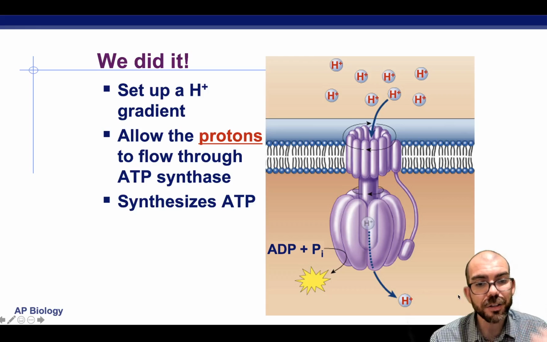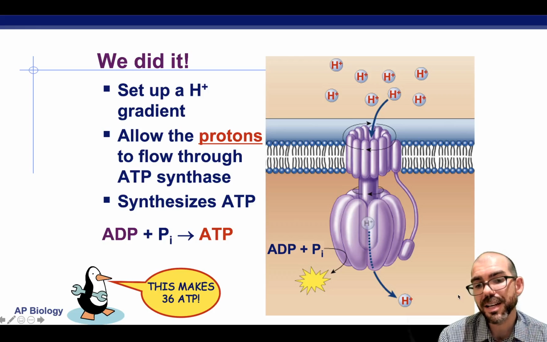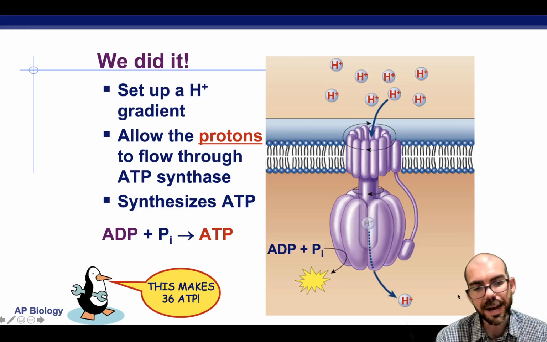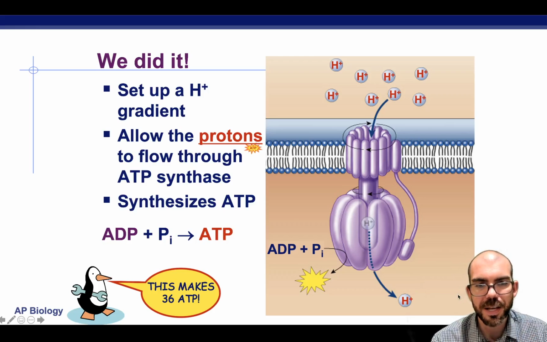That proton gradient is going to go through ATP synthase and going to make up to 36 ATPs. That's huge. That gets us the energy we need to move things like muscles and have complex organisms like yourself.